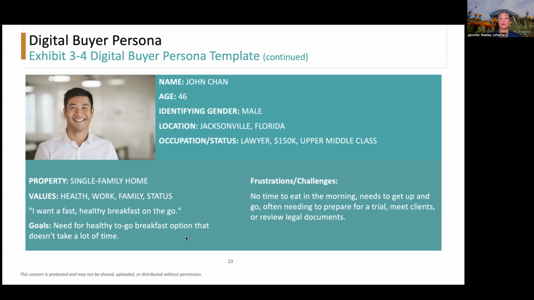So now we see that this person, I forgot to say occupation status, is a lawyer, and their income level is 150 plus. Often we separate out the individual's income from the household income. We usually make that delineation. So here, this should be his individual income, whether or not he lives alone. We want to make that clear, whether or not it's a household. And then status for him would be upper middle class.